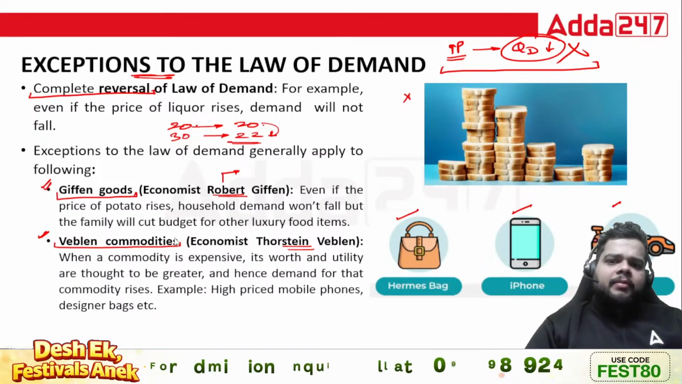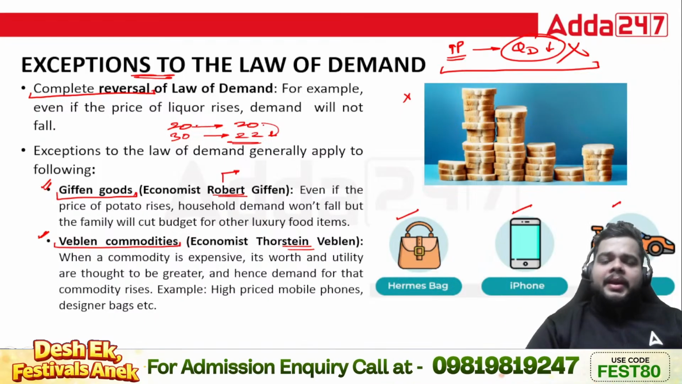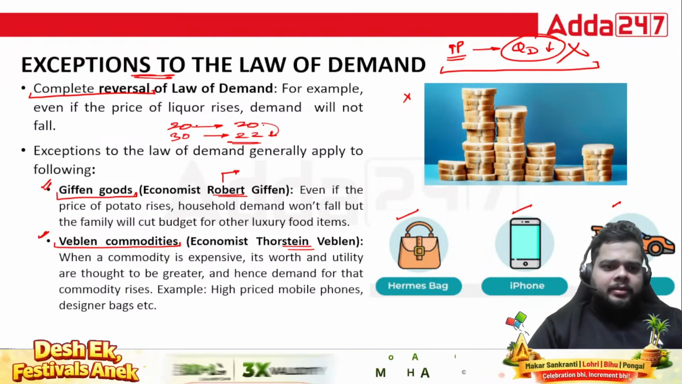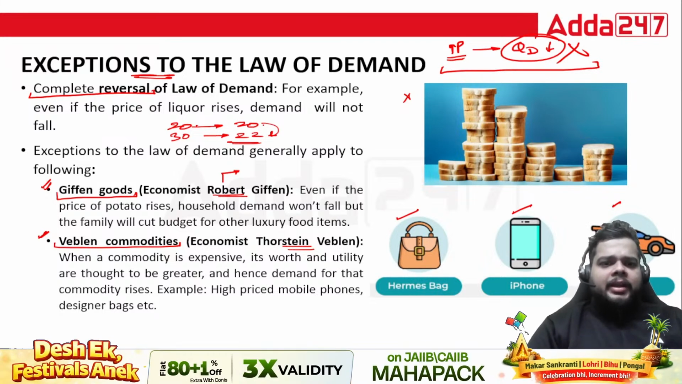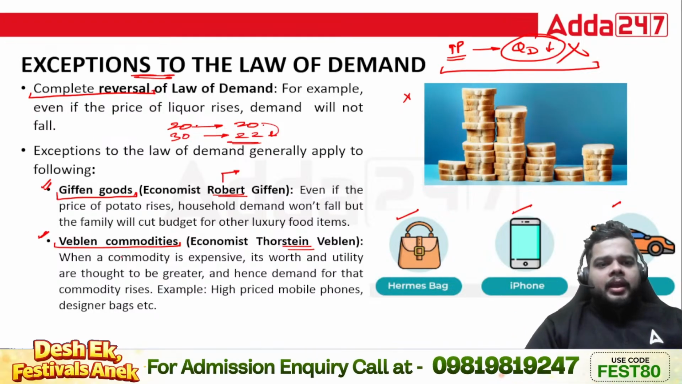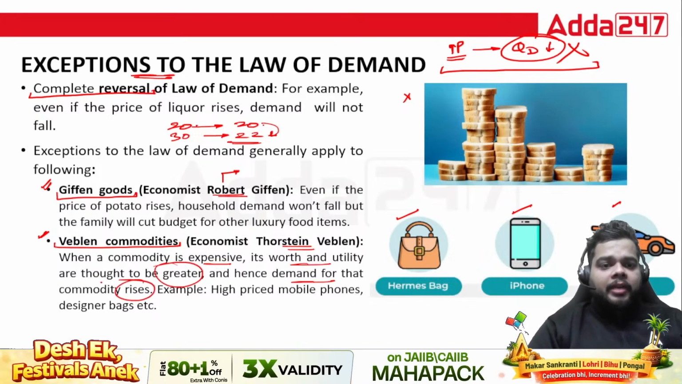Normally whenever you have a tendency of spending on these luxury items, you do not care about the price. And same is the wording, same is the observation of economist Thorstein Veblen. When a commodity is expensive, its worth and utility are thought to be greater. Hence, demand for that commodity will rise.